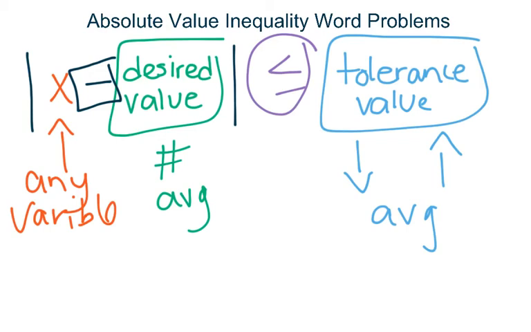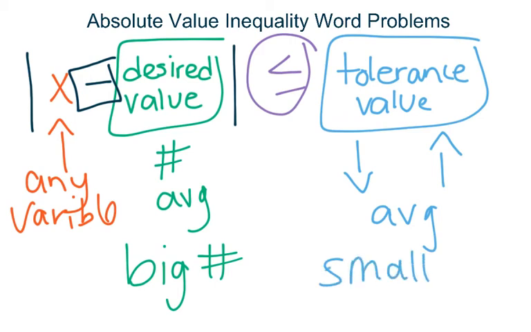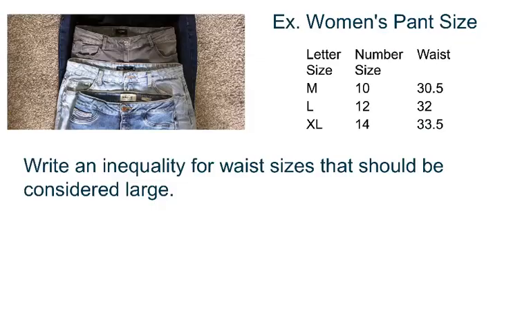Okay, so that might be a little confusing. Let's look at this. Oh, one more thing. The big number is always going to be right here. The small number always goes right here. Alright, and I'll show you what I'm talking about.